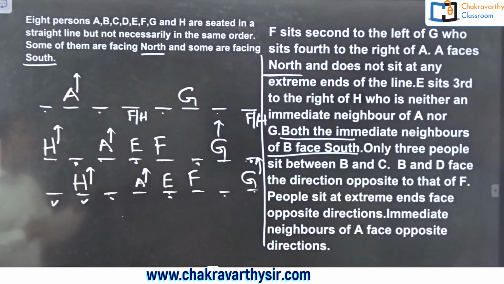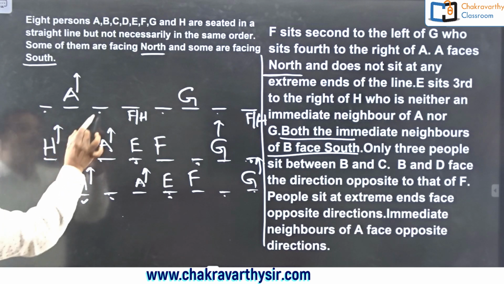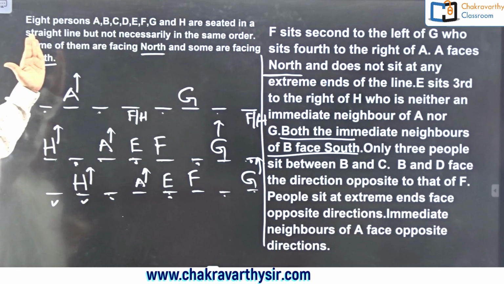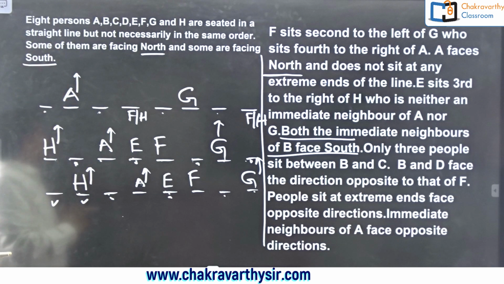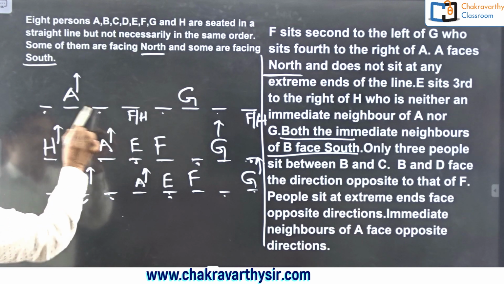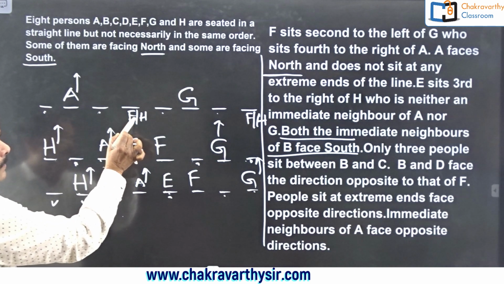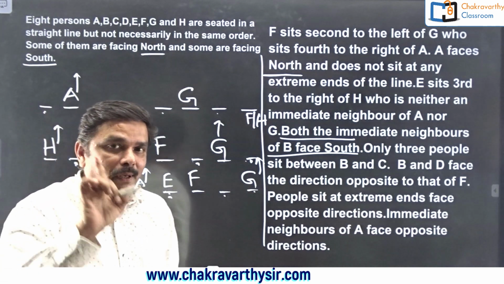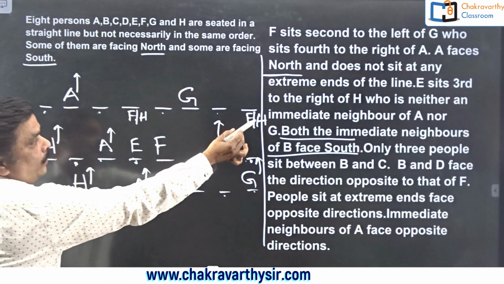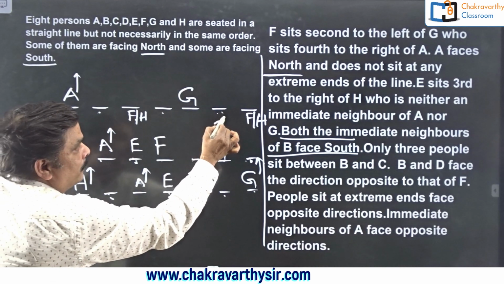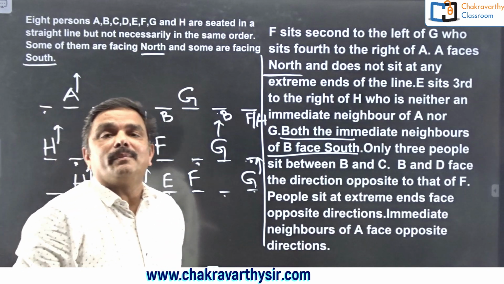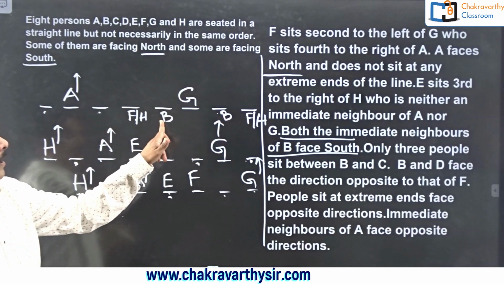According to the first possibility, you see, students, I cannot keep B here or here. Because if I keep B here or here, A will become one of the neighbors. But A is already facing north. Both the immediate neighbors of B must face south. So B cannot be here or here. And remember, I cannot keep B here, because it is possible place for either F or H. So I cannot keep B here. That means B can be either here or here. Very, very important information. B can be here or here.